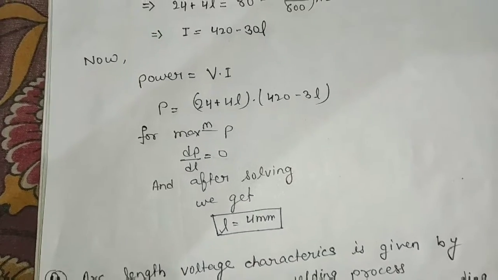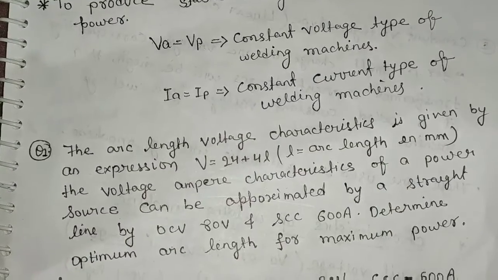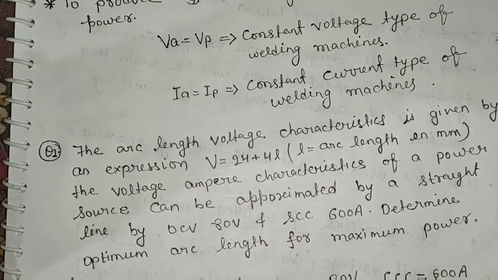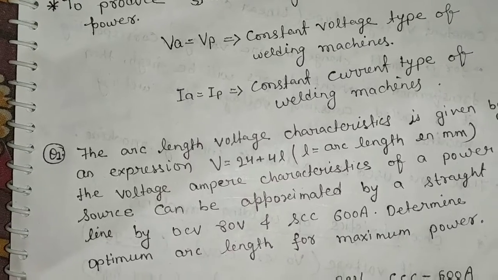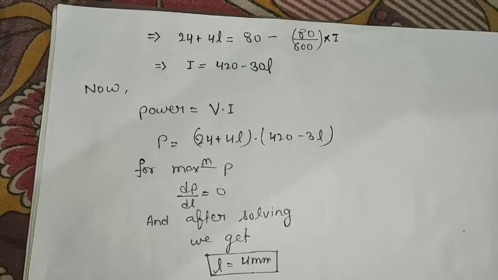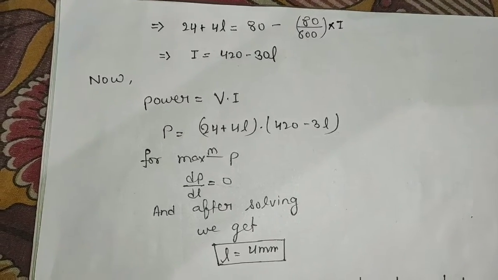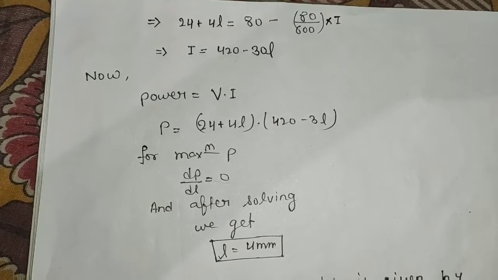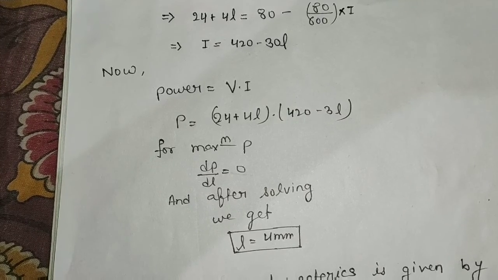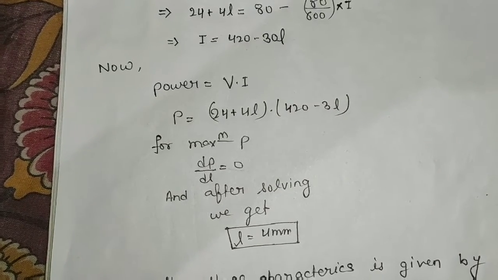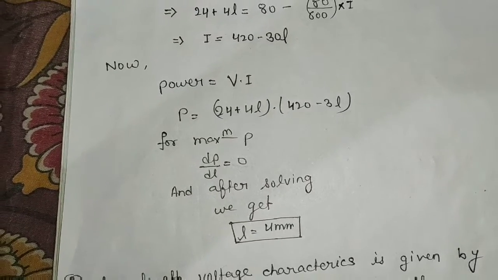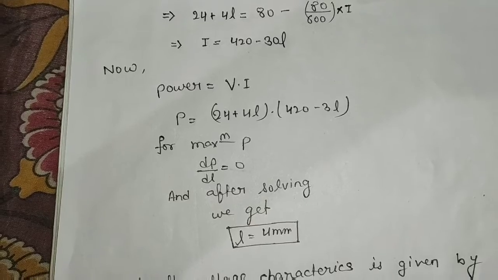In the question it is given that we have to determine the optimum arc length for maximum power. So we know that for maximum power we have to write the equation of power. Power is equal to V into I. The equation of V is given in the question, 24 plus 4L, and we have found the equation of I in terms of L, so we will directly put it. Then P is equal to 24 plus 4L into 420 minus 30L. Now for maximum power we know that dP by dL will be equal to 0, and after solving it we will get L is equal to 4 mm. This is a very important question, and this question was asked in GATE.